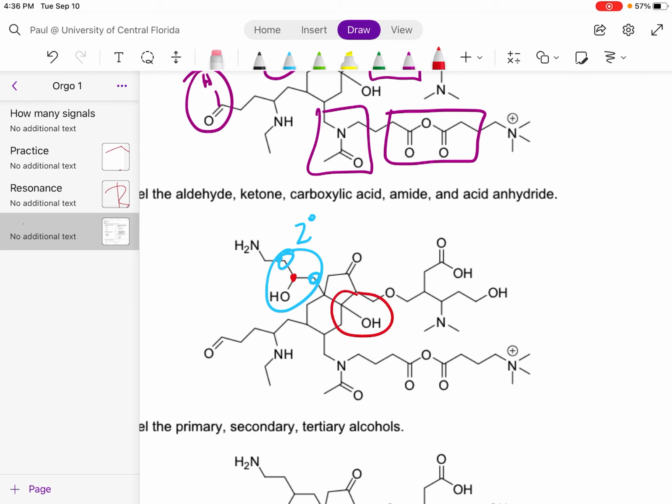Here's another alcohol right there. We look at the carbon that's directly attached to the oxygen. How many carbons are directly attached to that red dot? 1, 2, 3. So that makes that a tertiary alcohol. And that guy would be a primary alcohol.